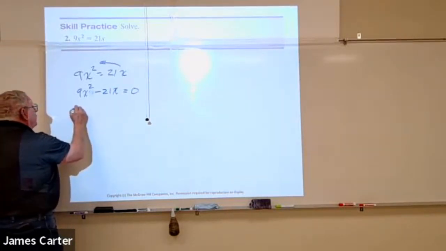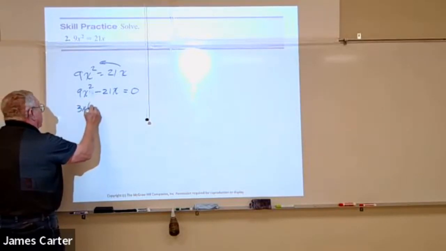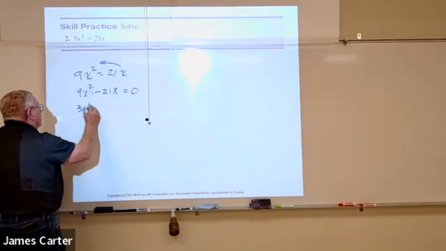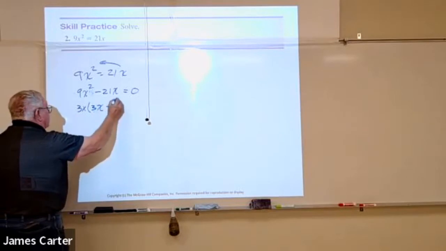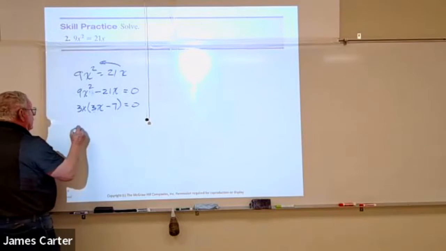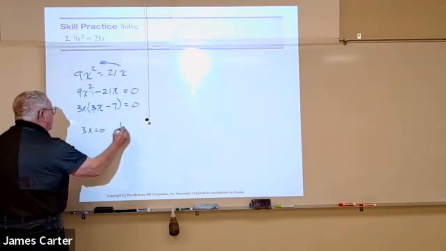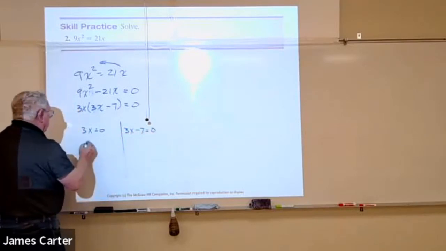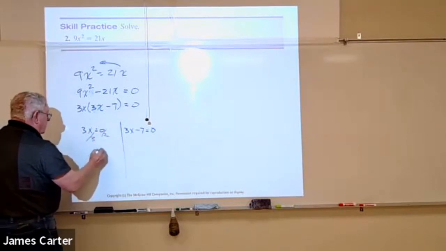I can factor a 3x out of both of those, leaving me 3x times (3x minus 7) equals 0. Okay, 3x equals 0. 3x minus 7 equals 0. Here, I divide by 3, and I get x equals 0.